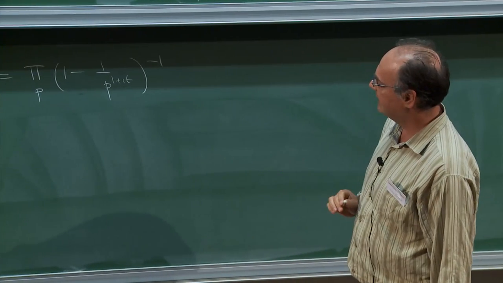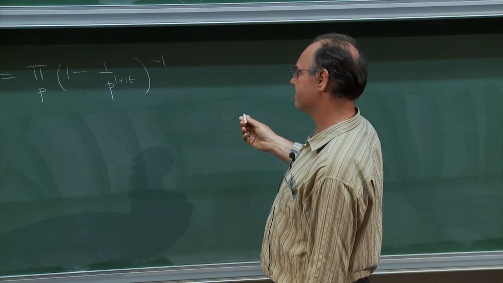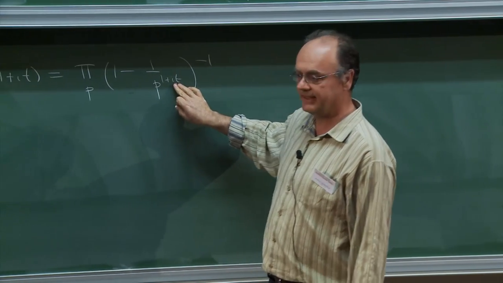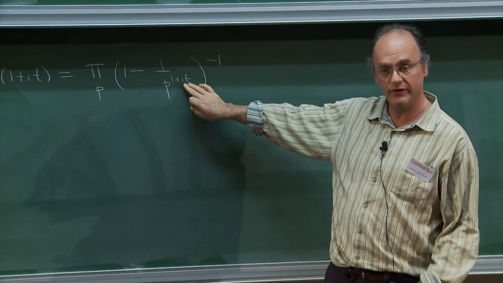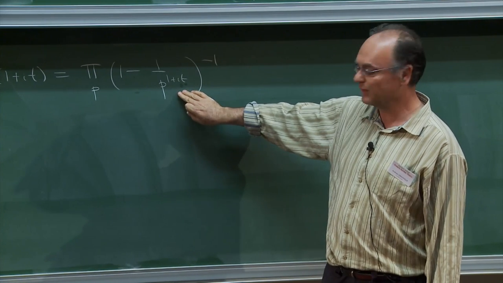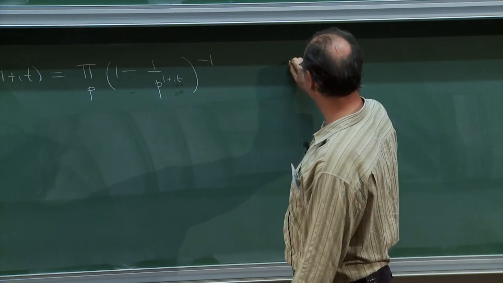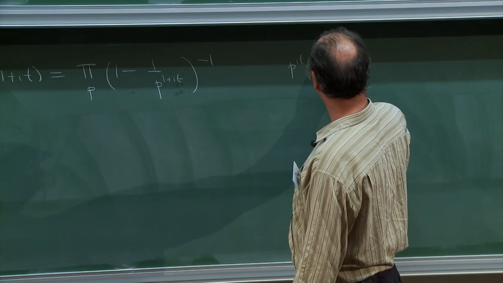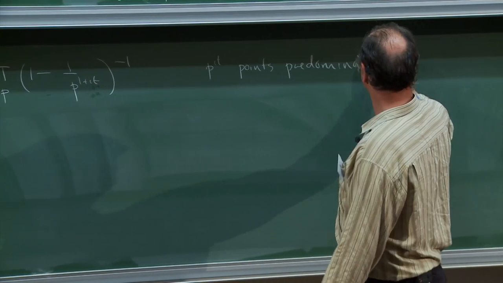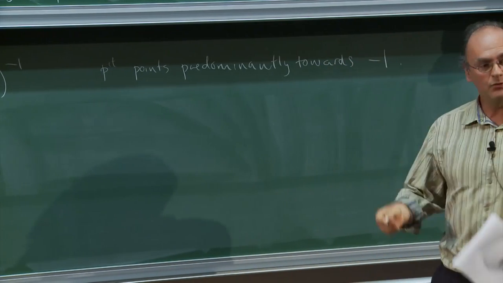So I guess what I want to say is that if the p to the it's predominantly pointed towards 1, or the positive real direction, then you might expect this to look something like 1 over (1 minus 1 over p) to the minus 1, so it would go to infinity. So there's a way in which one thinks that p to the it points predominantly in the other direction. Okay, that's the way we force it to go to zero.